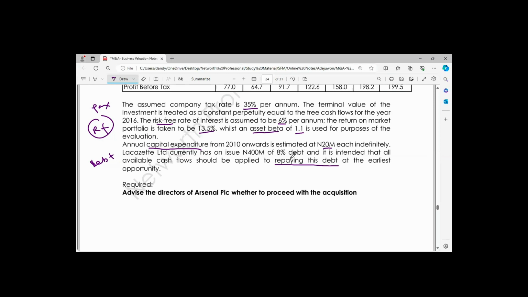Therefore, what are you supposed to do to determine the post-acquisition market value? The first thing you need to do is to calculate your free cash flow. After calculating the free cash flow, you need to discount it at the appropriate cost of capital. When you're about to discount it, this is where you need to ask yourself the kind of scenario involved in the question. Or you can even determine the scenario ab initio before calculating the free cash flow.